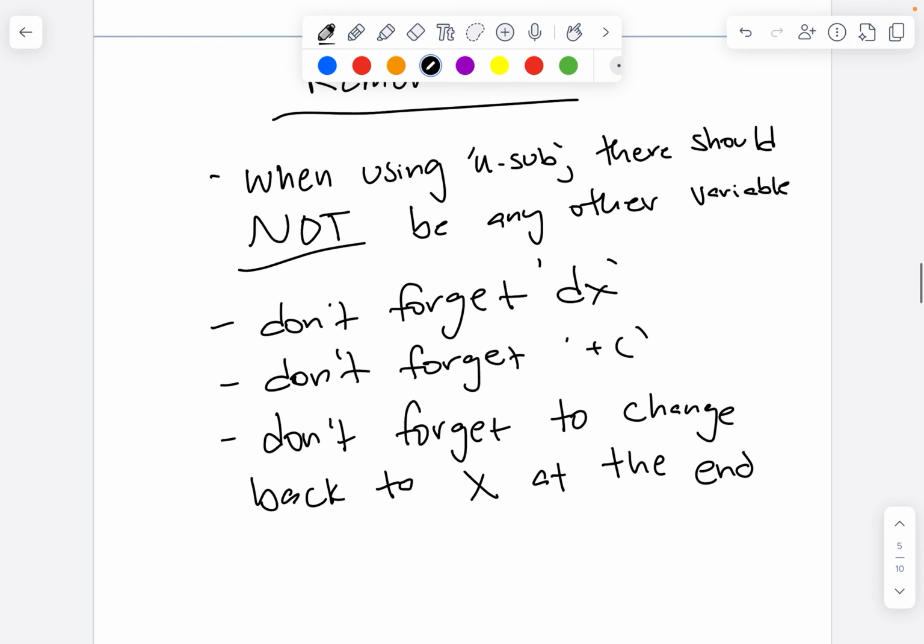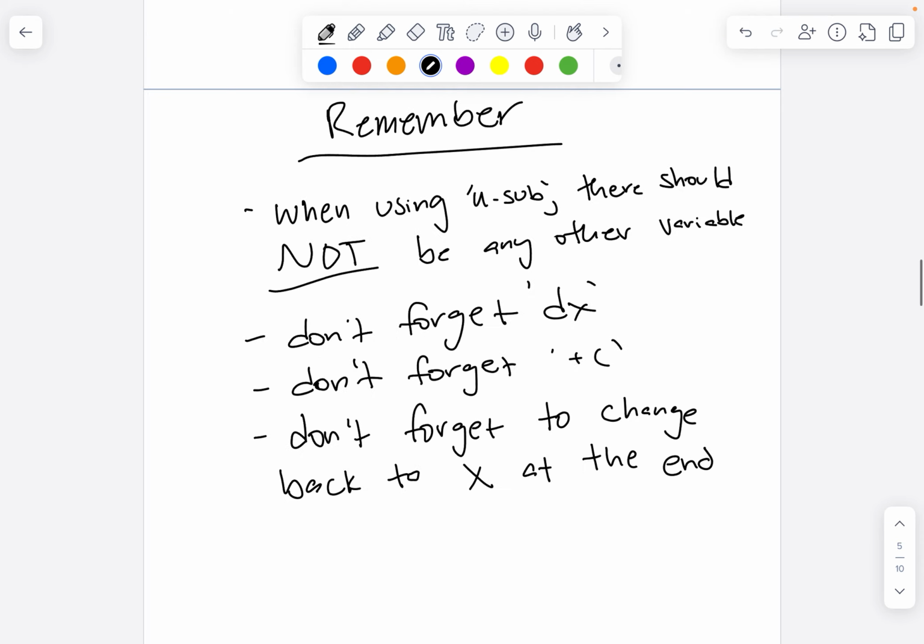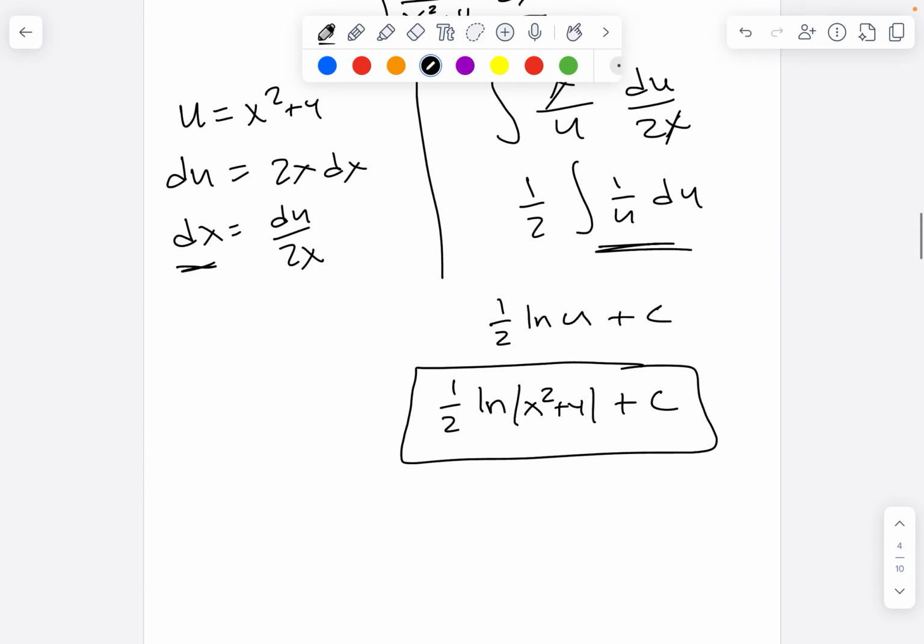Don't forget your plus C's. This is something that is said in almost every single calculus class, but yet it is still the number one missed thing on every single exam. And don't forget to change back to x at the end because the answer does not care about u, it cares about x. And there you go.